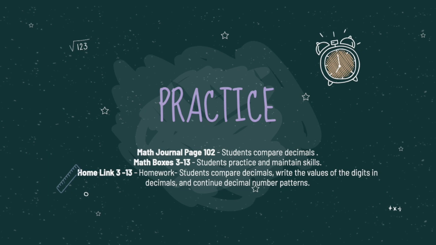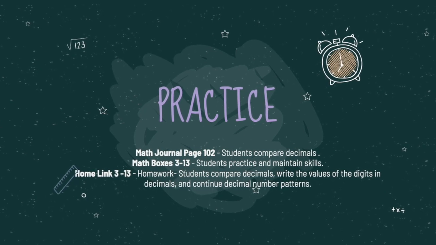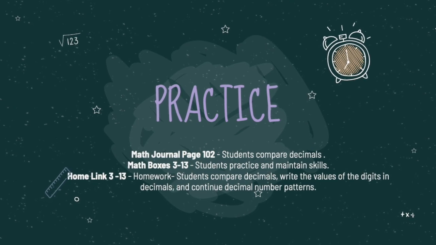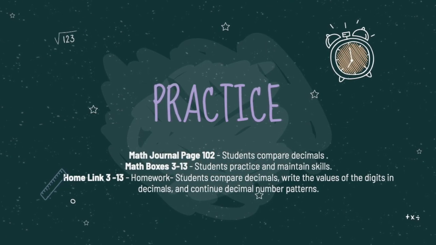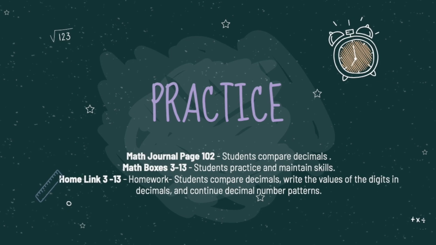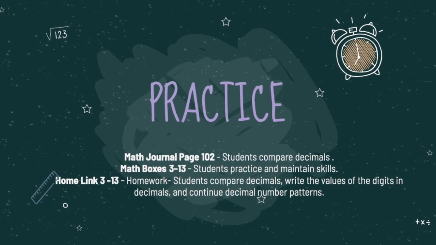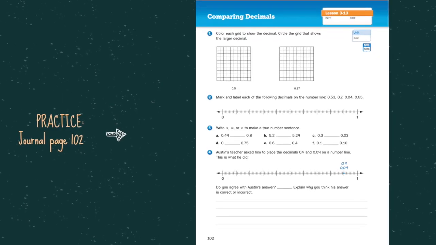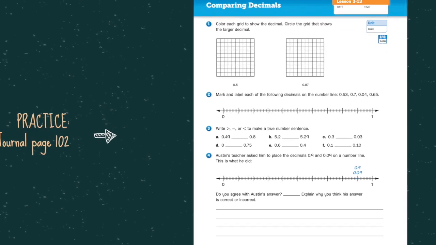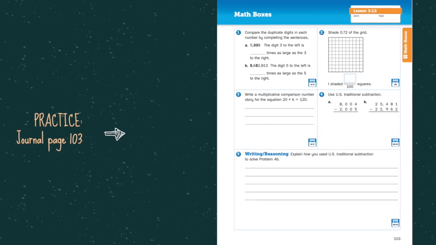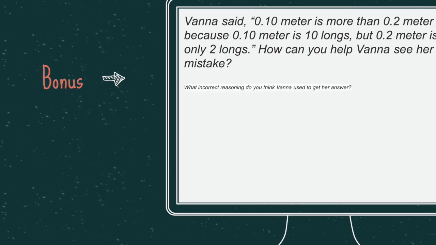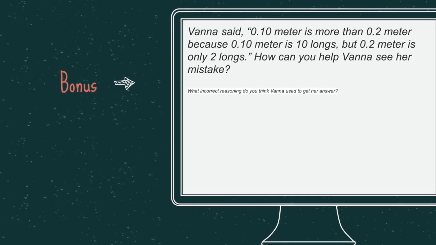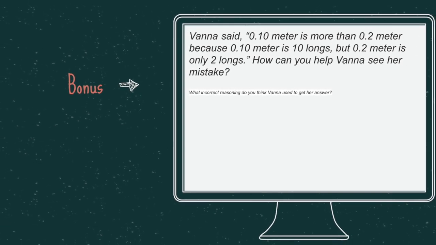I hope you have enjoyed working together to compare decimals. Now, you can practice using your student math journal on page 102 to compare decimals. You can review by looking at page 103 in your student journal, and you can utilize a home links page that's a part of your learning packet. Here's a bonus number story. If you have time, please read and solve.